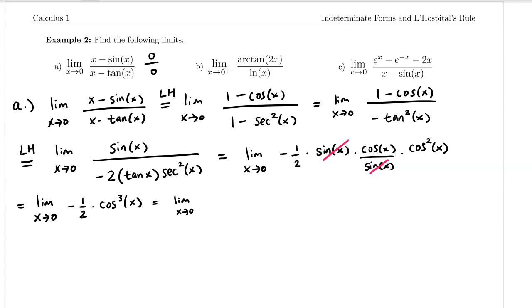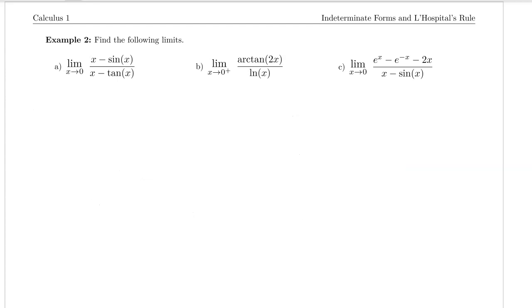And now I can go ahead and use direct substitution, because I'm no longer going to have one of my indeterminate forms. And I know that cosine of 0 is 1, and so my final answer for this limit will be negative 1/2.